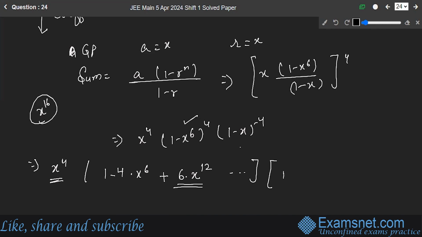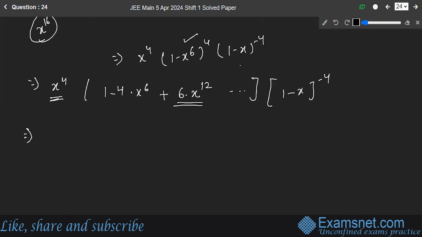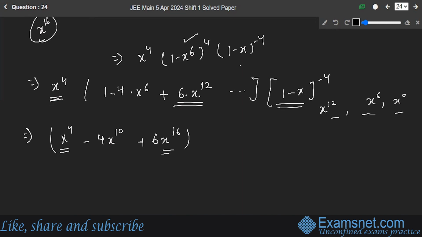Now, this is (1 minus x) raised to power minus 4. Let it be like this for the time being. And the first part can be x power 4 minus 4 into x power 10 plus 6 into x power 16. Now we already have x power 4, and what I need is the coefficient of x power 12 from here, x power 6 from here, and x power 0 from here. I need only these 3 coefficients. Let's pick up those coefficients.